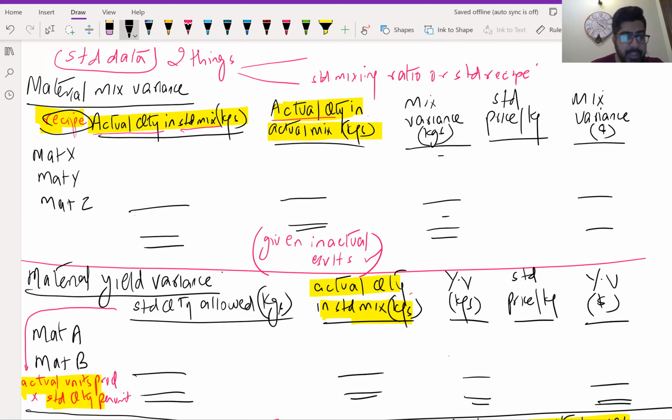Format is ready. For yield variance, again, whatever materials are there, make the rows. 3 materials, 3 rows: material X, material Y, material Z. Obviously, by looking at the question, you will know how many materials are there.